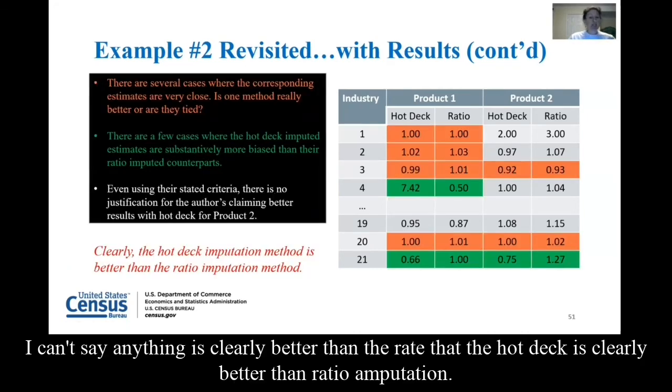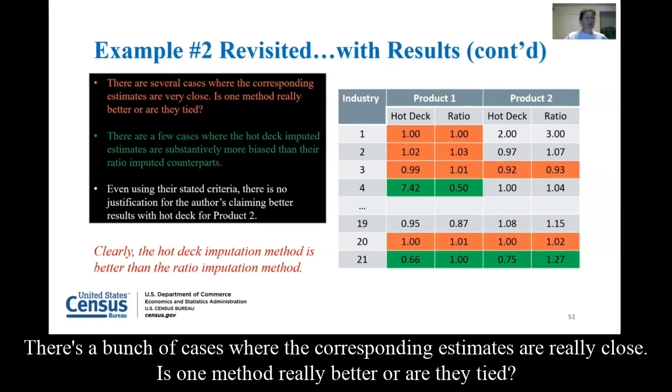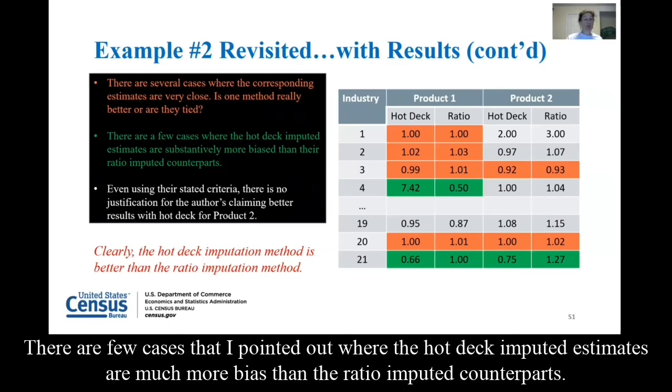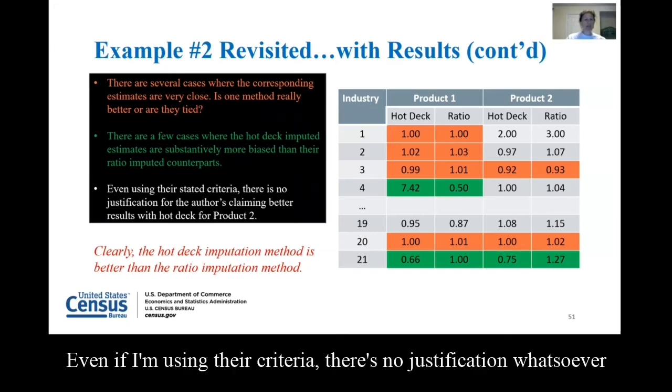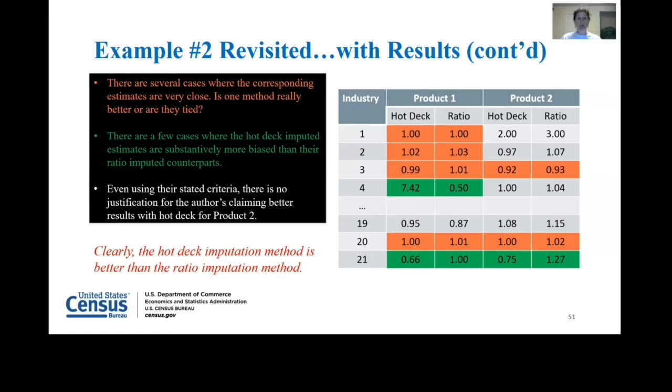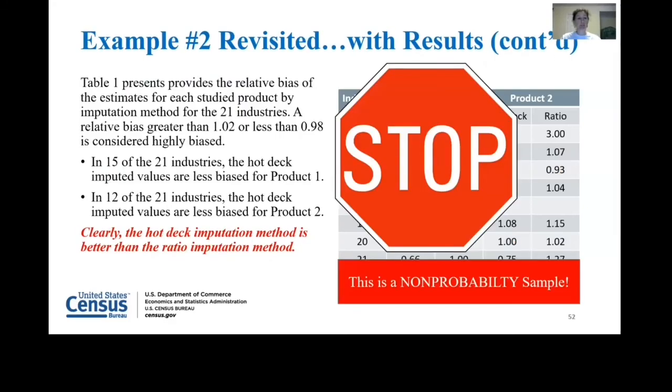I can't say that the hot deck is clearly better than ratio imputation. There's a bunch of cases where the corresponding estimates are really close. Is one method really better, or are they tied? There are a few cases, as I pointed out, where the hot deck imputed estimates are much more biased than their ratio imputed counterparts. Even using their criteria, there's no justification whatsoever for the author claiming better results with hot deck for product 2. It's very problematic. They can't make this statement.